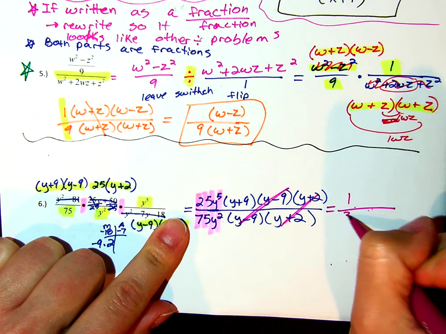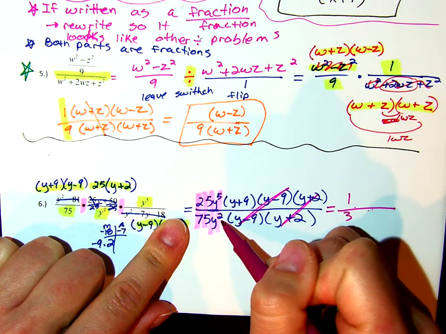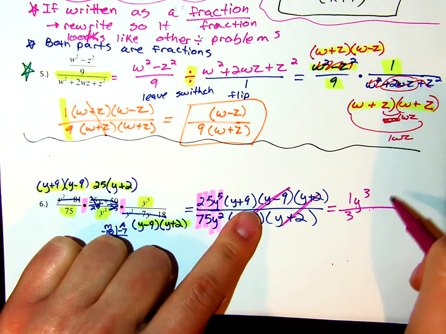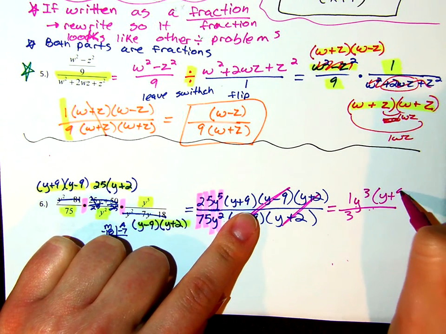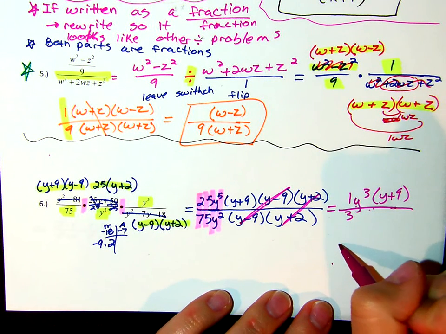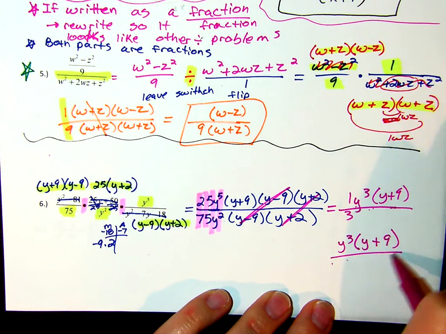Since there's division between these, we subtract our exponents. 5 minus 2 is 3. There's more on the top, so y to the 3rd on the top. We also still have a y plus 9 on the top. So then to rewrite this more neatly, remember we wouldn't write our 1, so it'd be y to the 3rd, y plus 9 on the top, over 3.